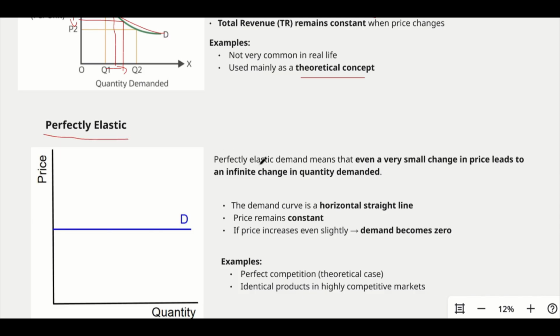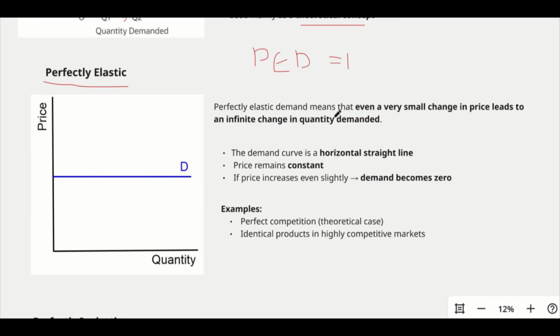Now we have the perfectly elastic one. For unitary elasticity, PET is equal to 1. Now let's take the perfectly elastic demand. That is, even a very small change in the price leads to an infinite change in the quantity demanded. So that demand curve is a horizontal straight line, as you can see here. The price remains constant, so the y-axis remains constant, right? If the price increases even slightly, demand becomes zero.